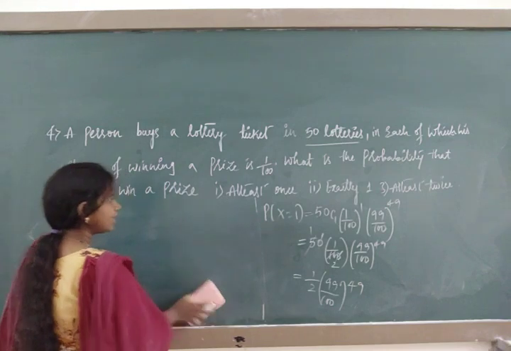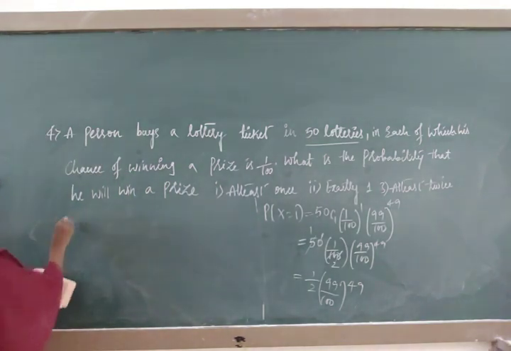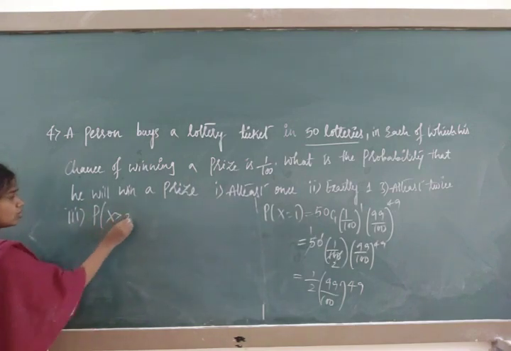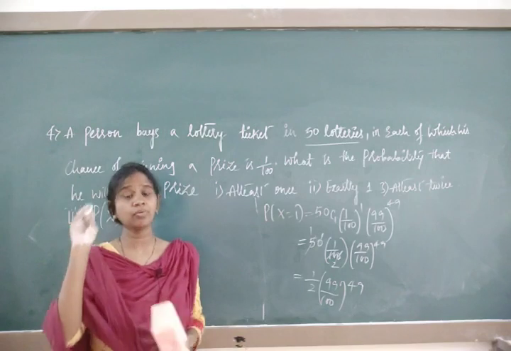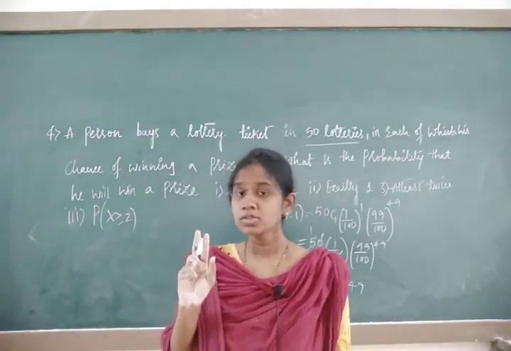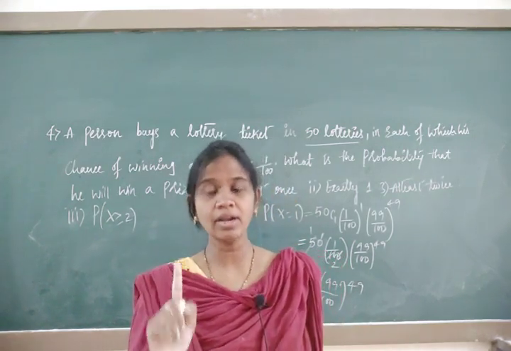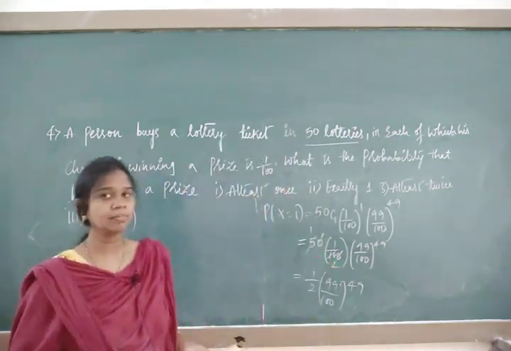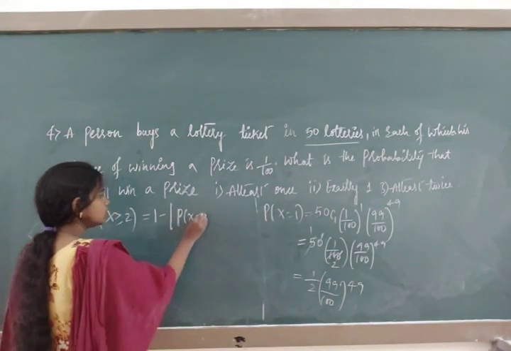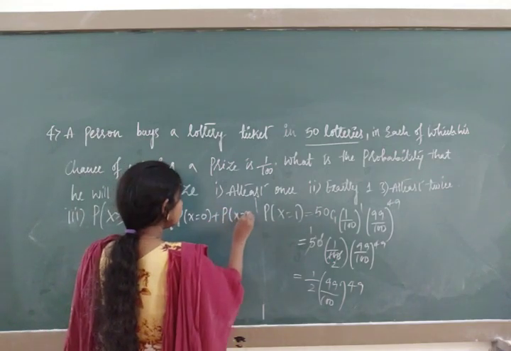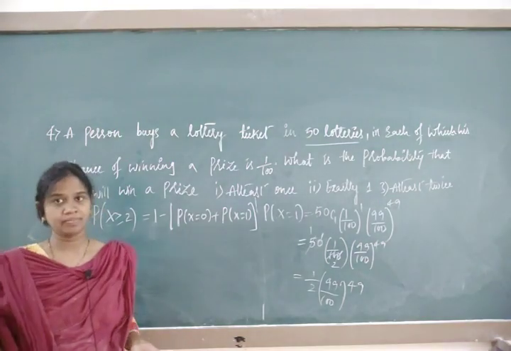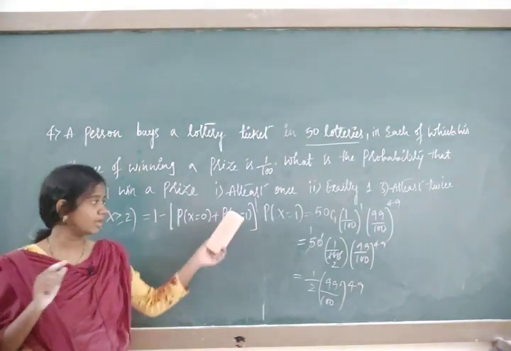The third bit, at least twice: P of x greater than or equal to 2. From 2 you have to move up to 50: 2, 3, 4, 5, 6, and so on up to 50. It's complicated. So from 2 to 50, you are leaving out the numbers 1 and 0. Subtract those from the probability range: 1 minus, P of x is equal to 0 plus P of x is equal to 1. Why have I taken this? Because at least twice means you have to move from 2 to 50, and in that you are leaving out 1 and 0.